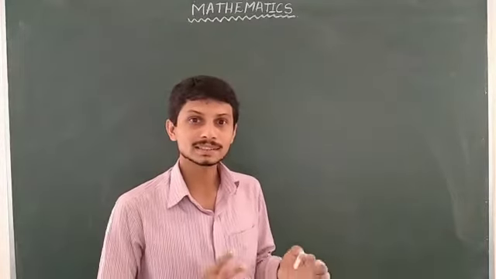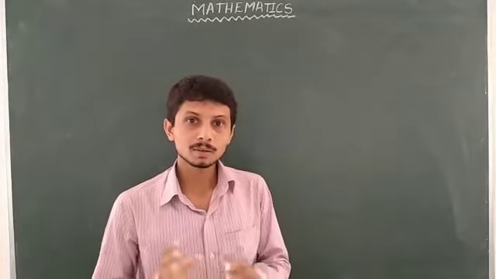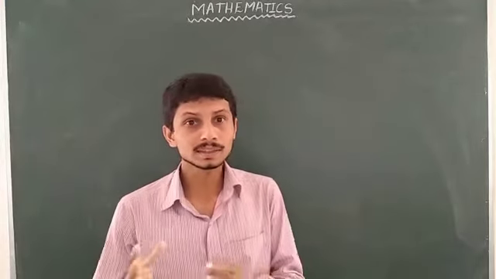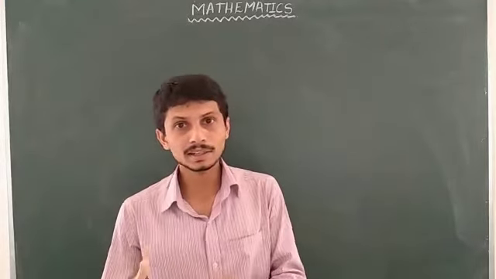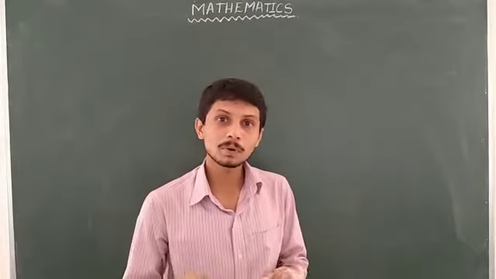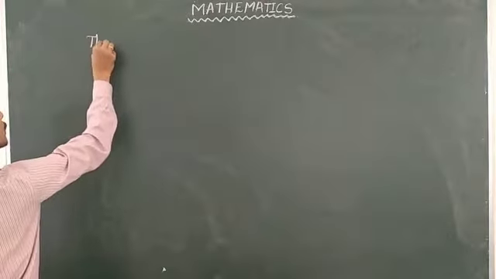The theorem states that let P be any prime number, if P divides A square, then P divides A, where A is any natural number. So the theorem 1.3 states that. So that is theorem 1.3.